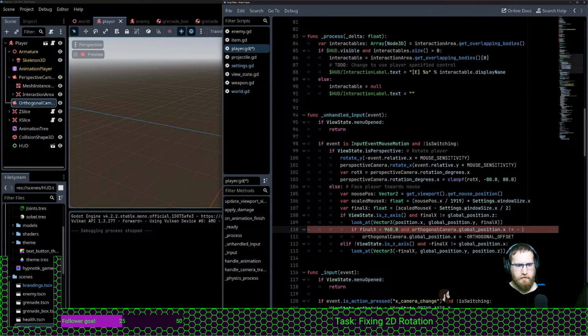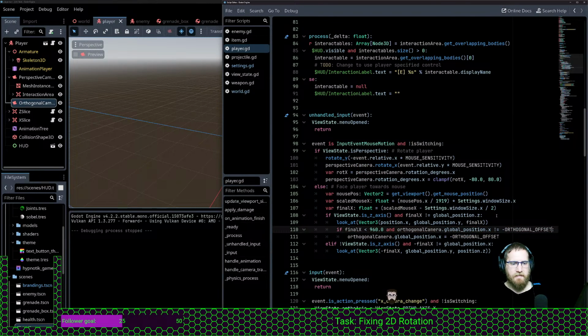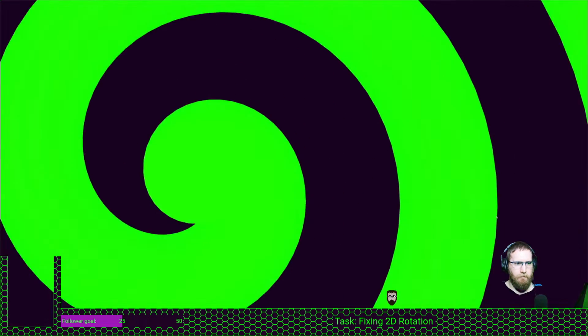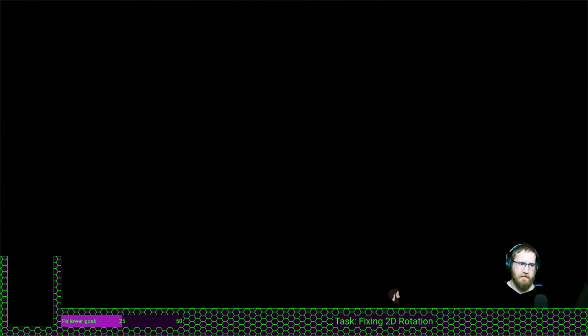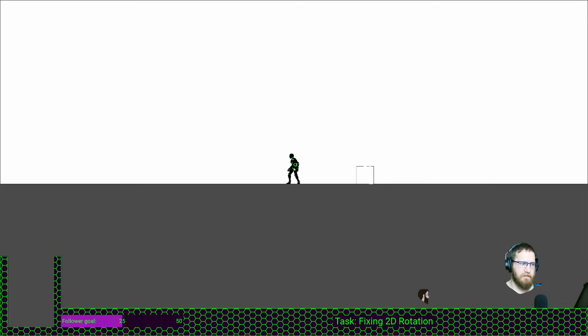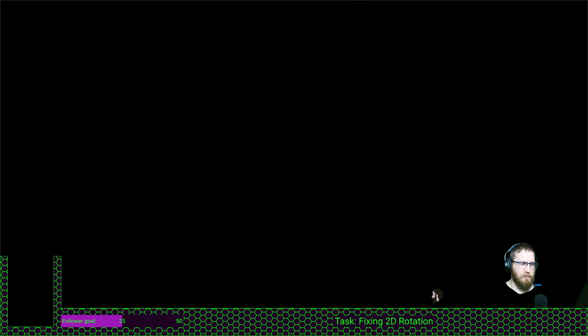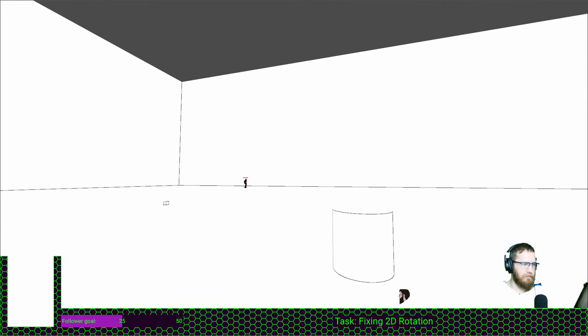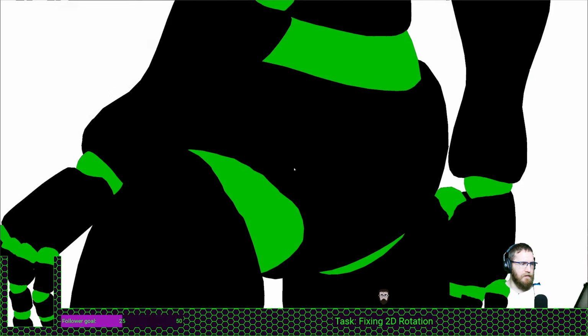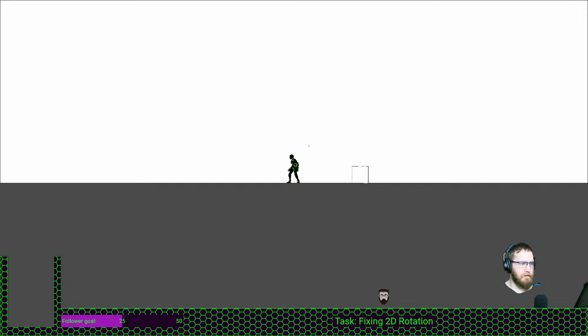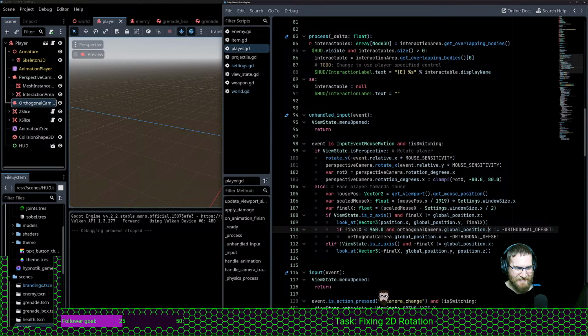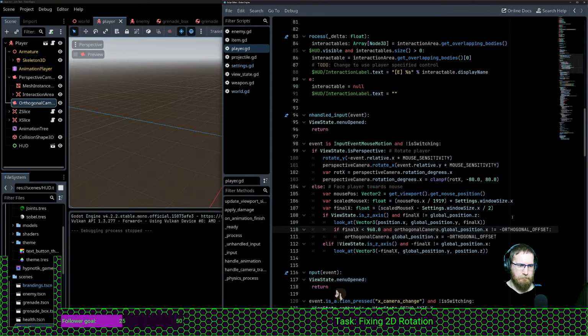And that is not the negative orthogonal offset. So I don't want it to keep triggering every single time and freaking out. That was the x-axis, not the z-axis, so that's not going to do anything there. Well, that's broken. And I know why.